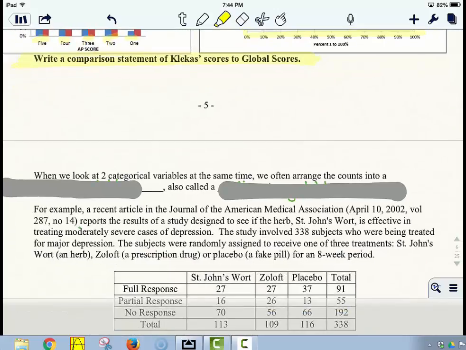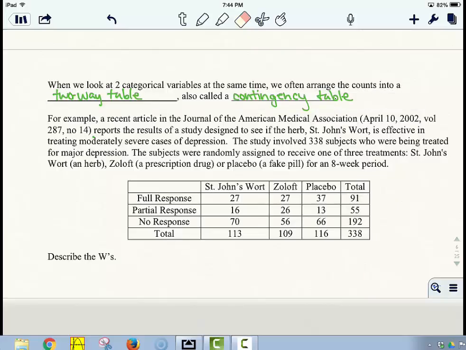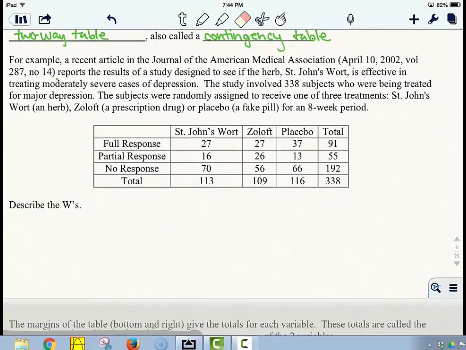Now let's look at the next page. When we look at two categorical variables at the same time, we often arrange the counts into a two-way table, also called a contingency table. For example, a recent article in the Journal of the American Medical Association, and it's not that recent since it's 2002, reports the results of a study designed to see if the herb, St. John's wort, is effective in treating moderately severe cases of depression.